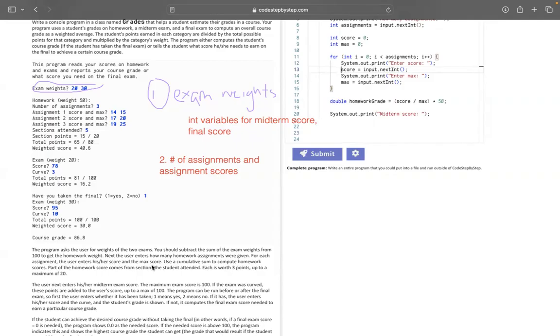So after you ask for exam weights and you store those, you ask for number of assignments and then you ask for the assignment scores, which is exactly what you guys did.